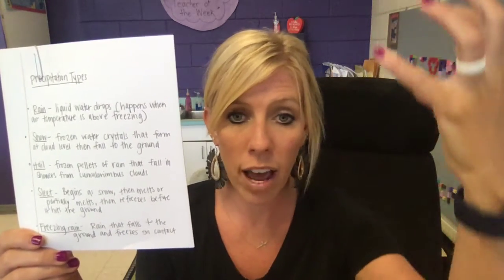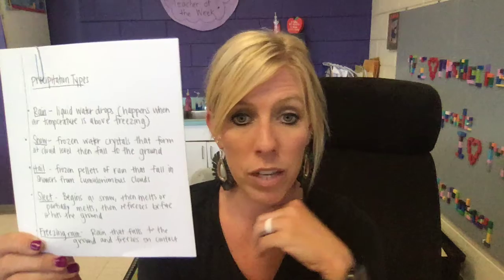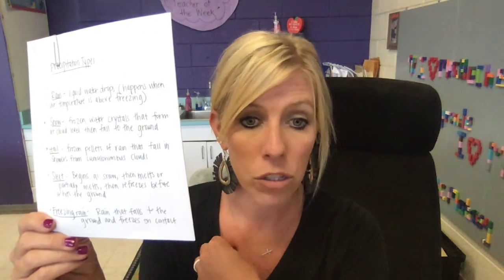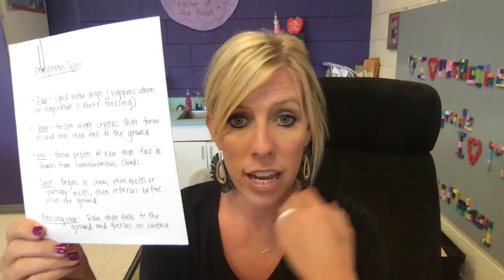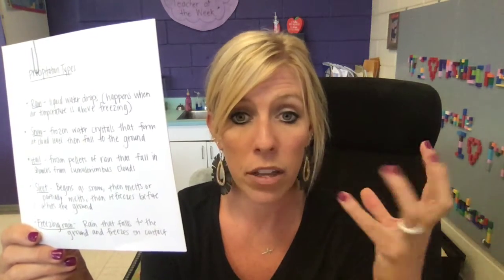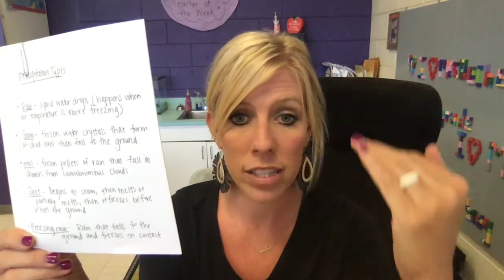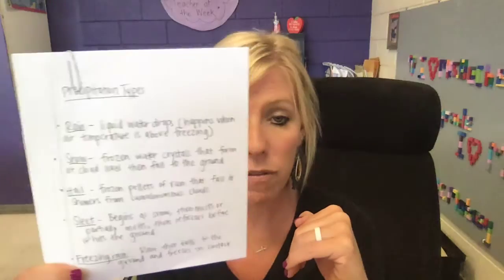So, it depends on how far it's coming down and what happens to it in the atmosphere. And then freezing rain, rain that falls to the ground and freezes on contact. So that is when it rains, but the ground is so cold that once it hits the ground, it freezes there. Okay, so that is some information on clouds and precipitation. And if you have any questions, let me know.